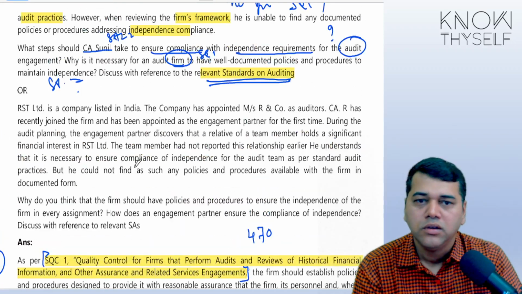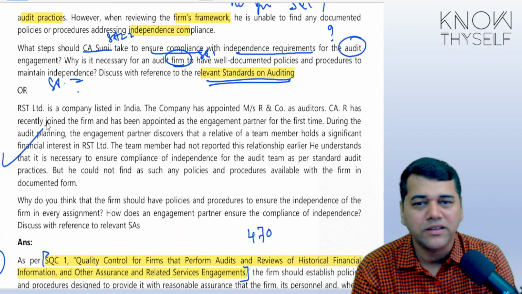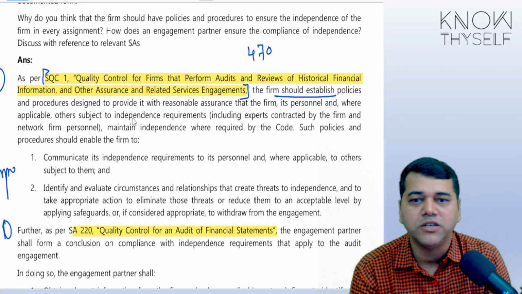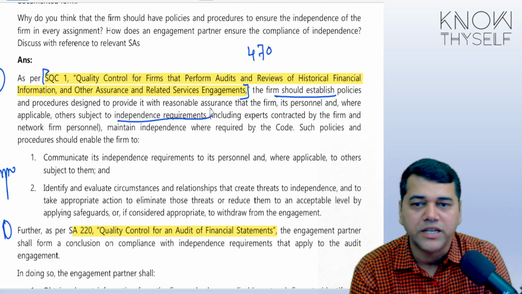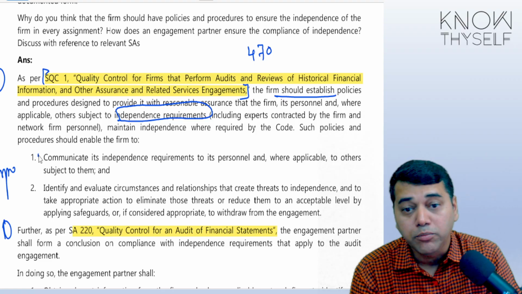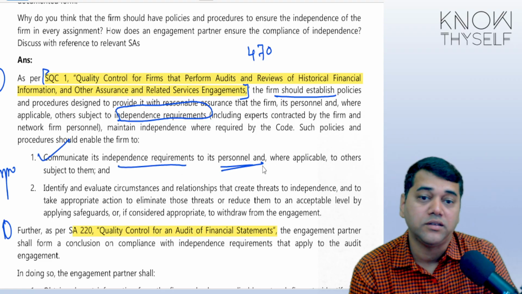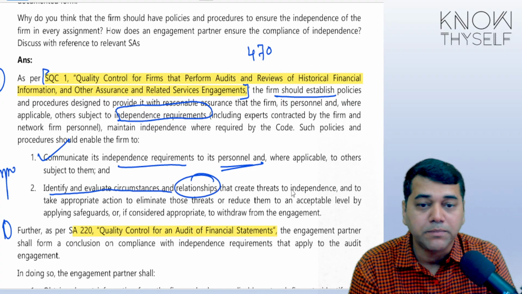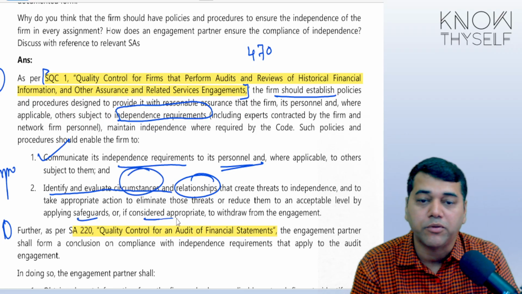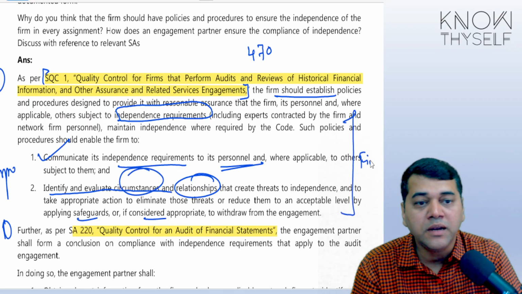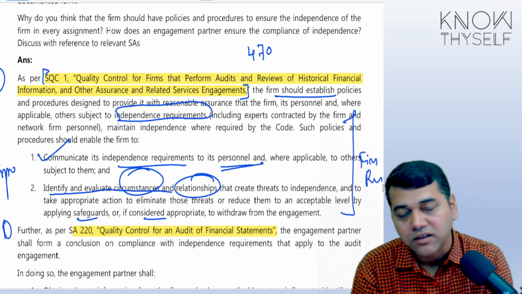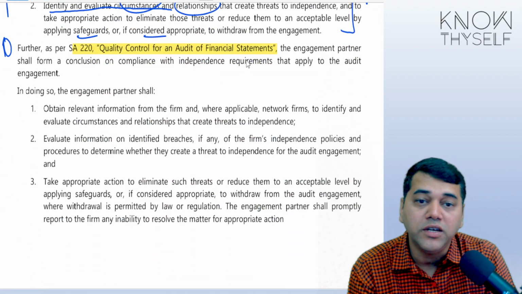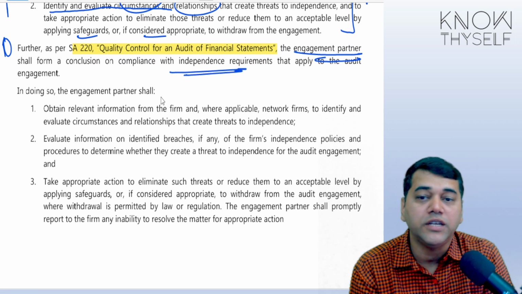Okay, and this question is also very similar to the same thing. You can read it. First you talk about SQC 1: the firm should establish policies to get reasonable assurance about independence. And what is their requirement? Communicate the independence requirement to the personnel. They should have a policy and communicate it to the personnel, and identify and evaluate the relationships and circumstances that create threats and put appropriate safeguards. This is the firm's responsibility. You first tell what is the responsibility of the firm. Second, you tell what is the responsibility of the engagement partner with regard to independence.